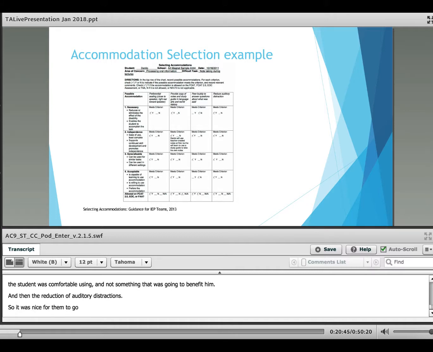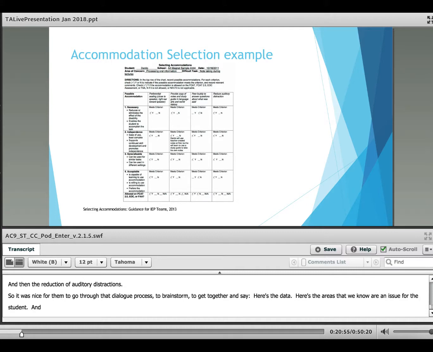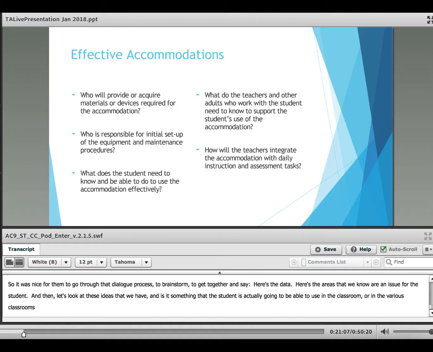So it was nice for them to go through that dialogue process, to brainstorm, to get together and say, here's the data, here are the areas that we know are an issue for this student. And then let's look at these ideas that we have, and is it something that the student is actually going to be able to use in the classroom or in the various classrooms that he or she would be in.